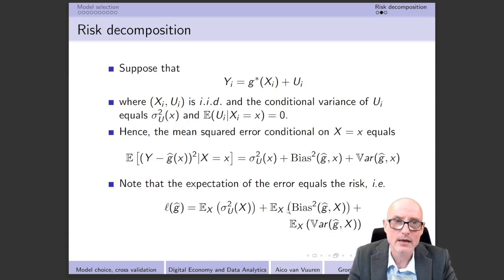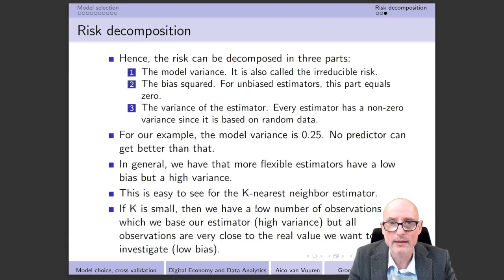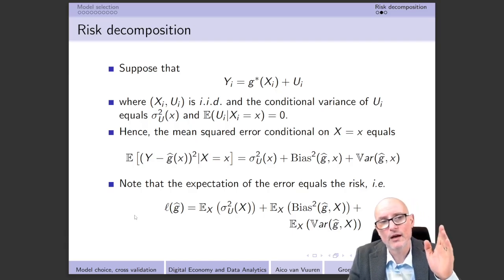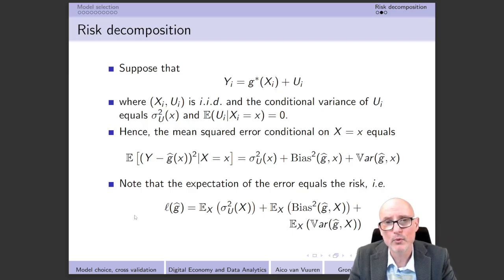And that is easy to understand by looking, for example, once again at our example of k nearest neighbors. What we should realize is that if k is small, for example if k is 1 or 2, in the most extreme case k equal to 1, then we have a very low bias. The reason behind that is that all the observations that we are going to use are going to be very, very close to the point that we would like to predict.